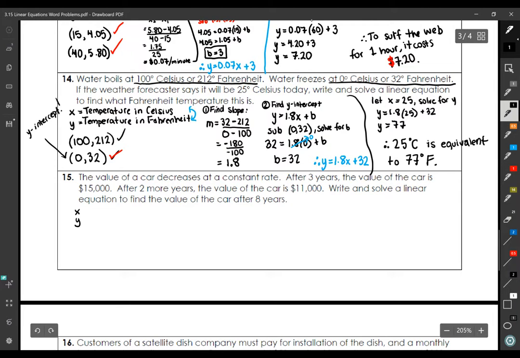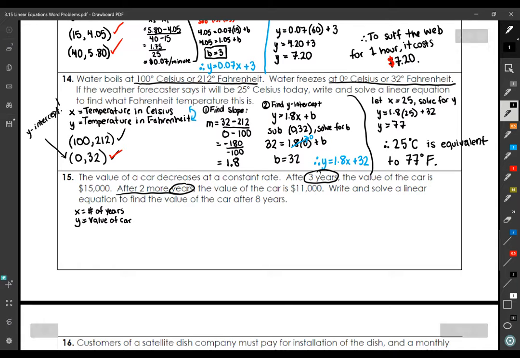So x and y. So y is clearly the value of the car. Now what affects the value of the car? Well, it says that it depreciates and we're looking at after 3 years and then after 2 more years. So x is going to be the number of years.